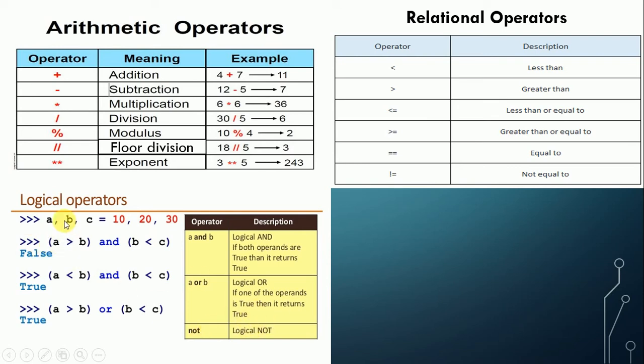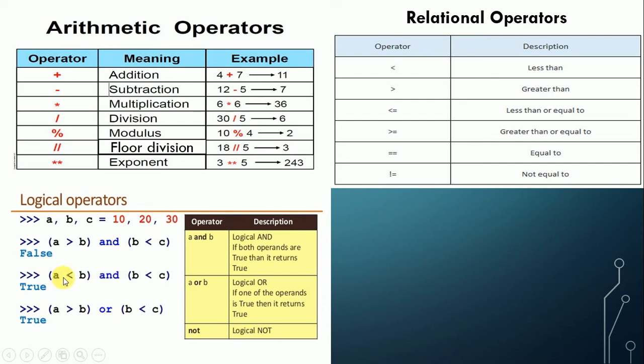For example, here we have three variables a, b and c. Remember, we have done multiple assignments. So here a is 10, b is 20 and c is 30. a greater than b, 10 greater than 20, false. b less than c, 20 less than 30, true. False and true. We have learned that and will be true only if both are true. But in this case, one is false and one is true, so the answer will be false.